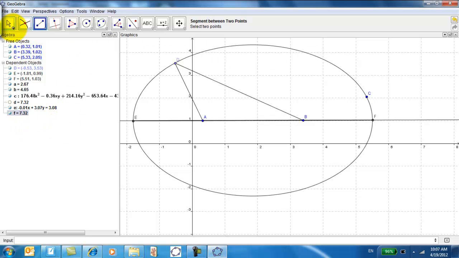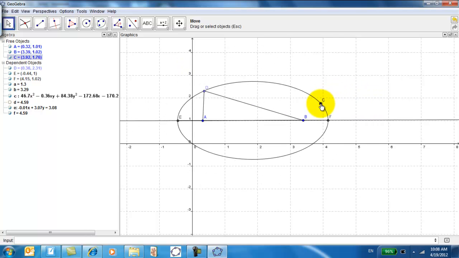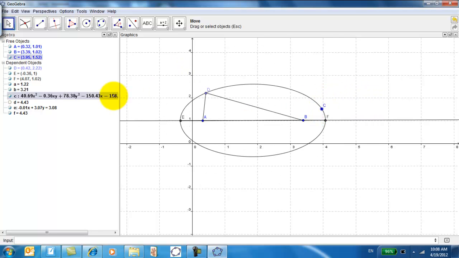And notice this stays true even if I make the ellipse bigger or smaller. Hang on. Grab C here. Now I've got a smaller ellipse. A and B shrunk. Notice that when I move D around, the sum of the focal radii is 4.43, still the same. And this major axis is also equal to 4.43. Okay, just a little bit, and you can do some exploring there with ellipses.